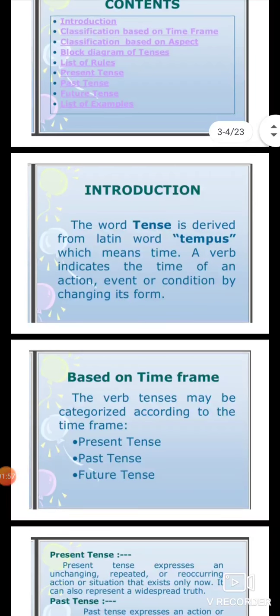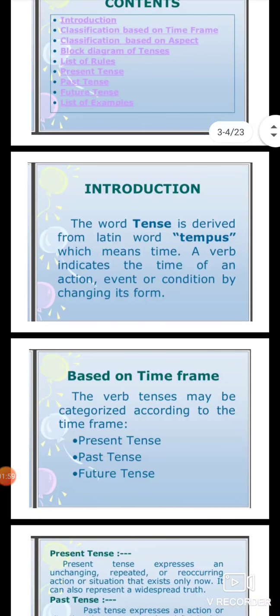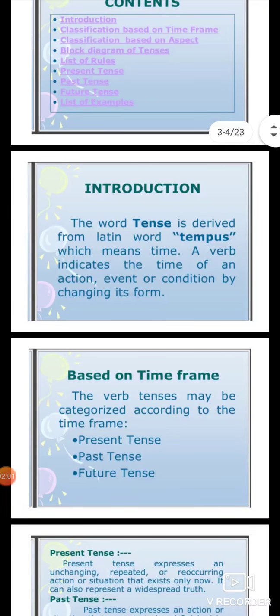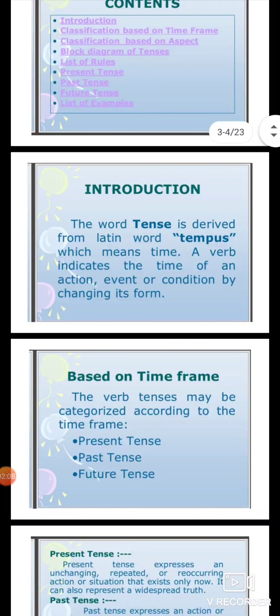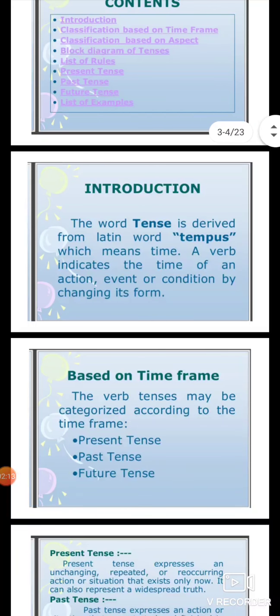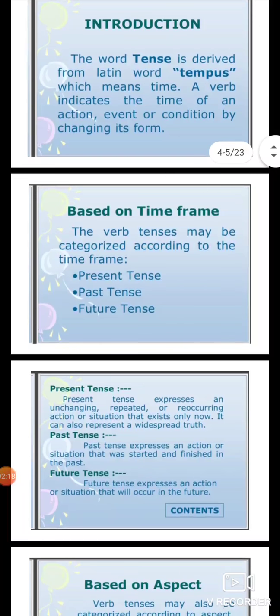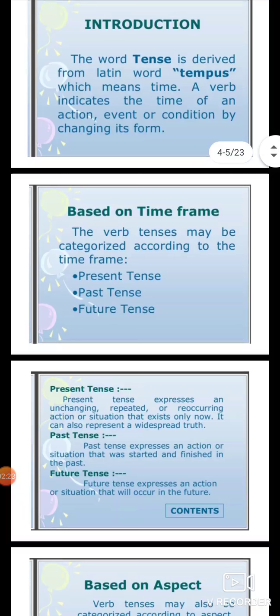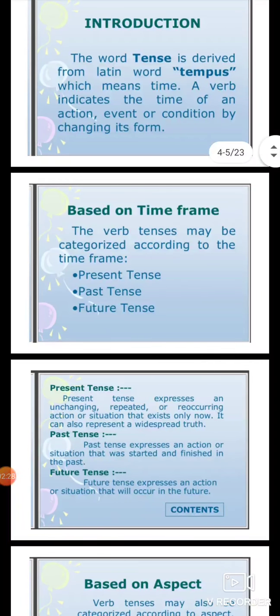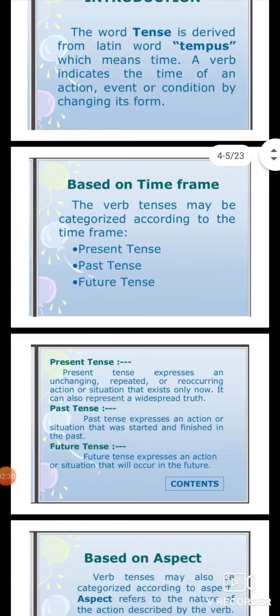For example, "I listen to grammar class." The word listen is the action here, and the activity you are doing is listening to a grammar class, and the tense is the present tense because you are doing it in the present scenario. Hence we relate tense to time and action. Based on whether you are doing the action yesterday, today, or tomorrow, it is classified into three: present tense, past tense, and future tense.